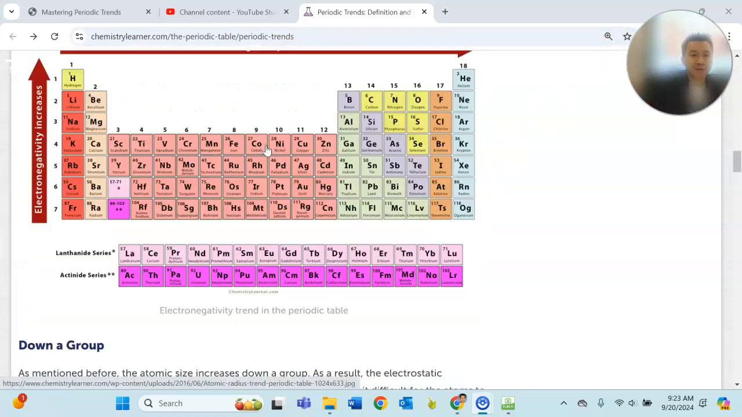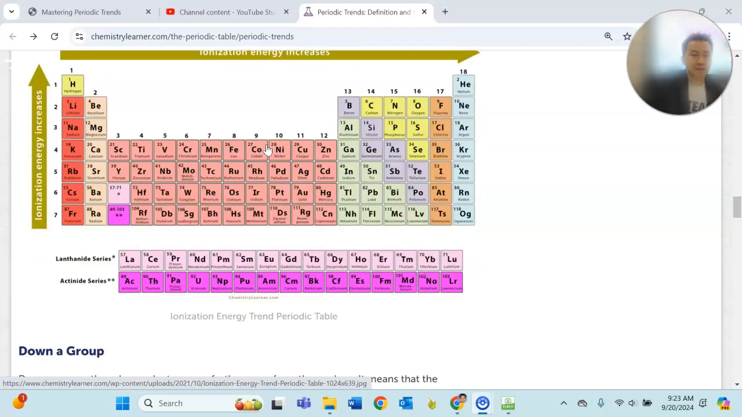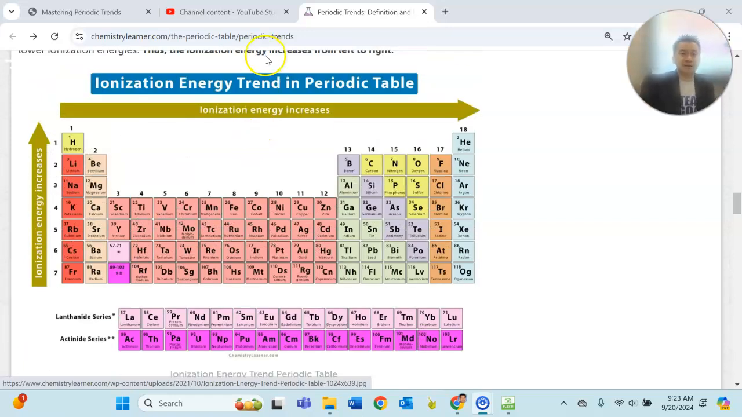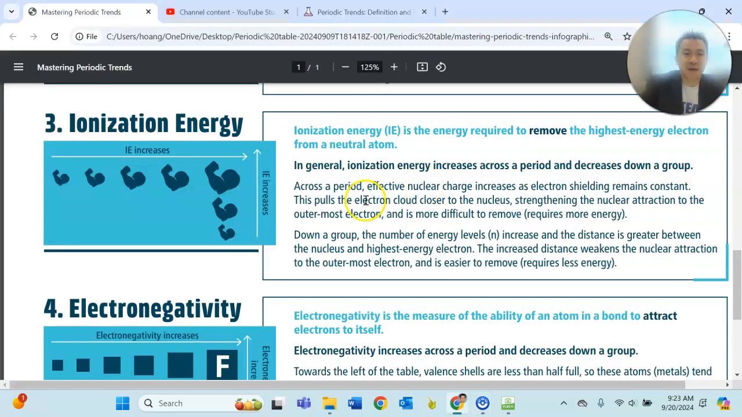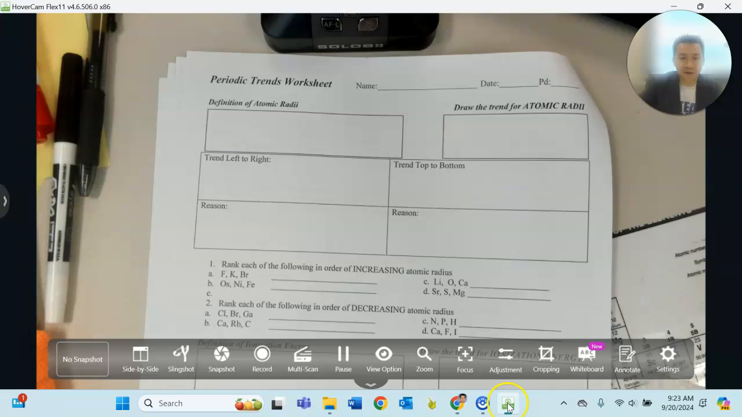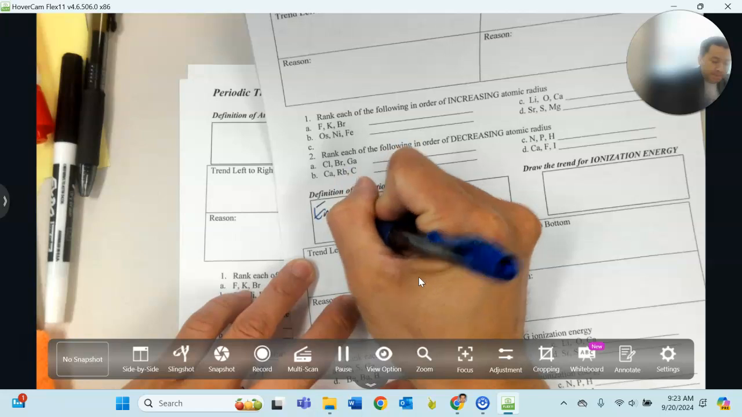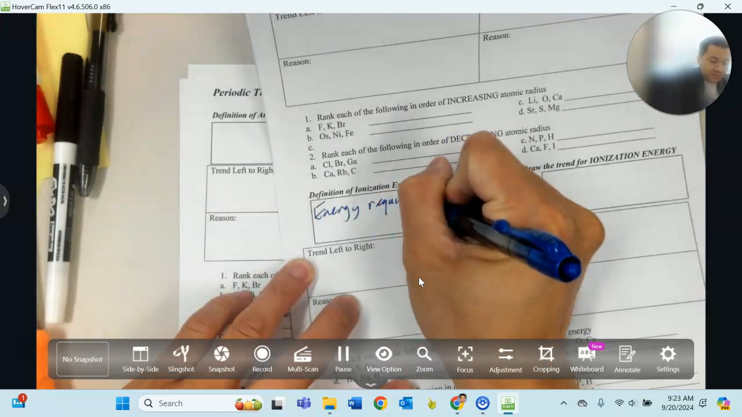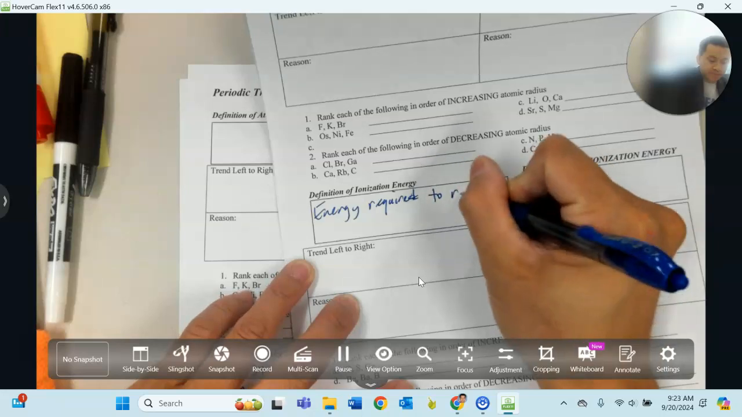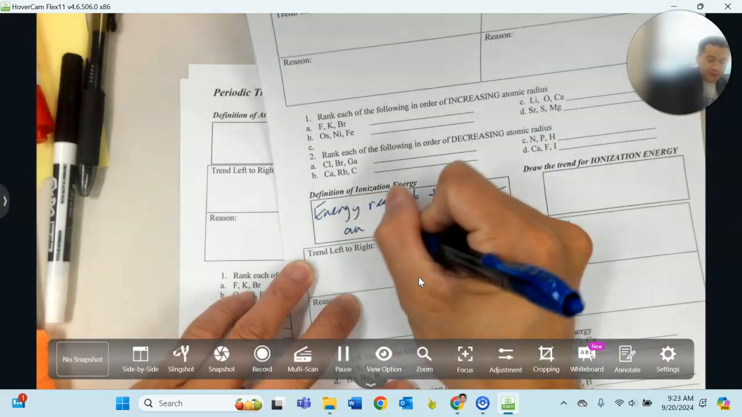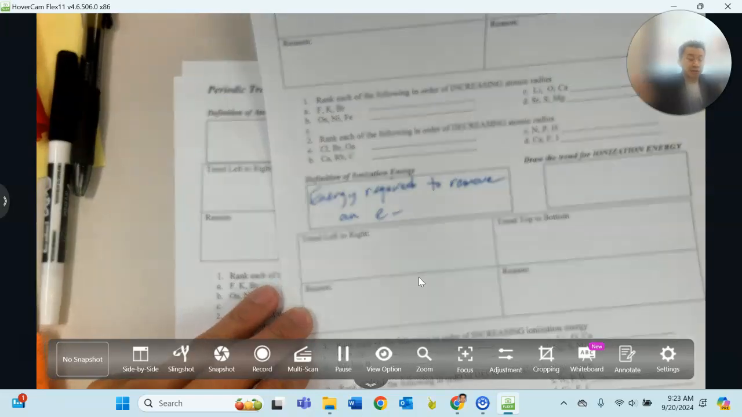Today we're going to hit on two more trends: ionization energy. So ionization energy, by the definition of this summary here, is the energy required to remove the highest energy level electron from a neutral atom. So simply put, it is the energy required to remove an electron. Okay, so we'll get down to the notes here. Energy required to remove an electron from a neutral atom, so the outermost electron basically.